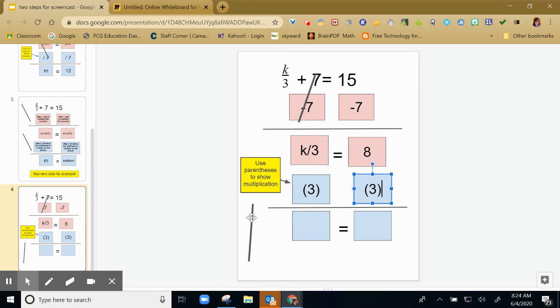All right, these 3's are now going to cancel out. And all I have left is k. And then I multiply. Remember what your operation is. That's important. 8 times 3 is 24.